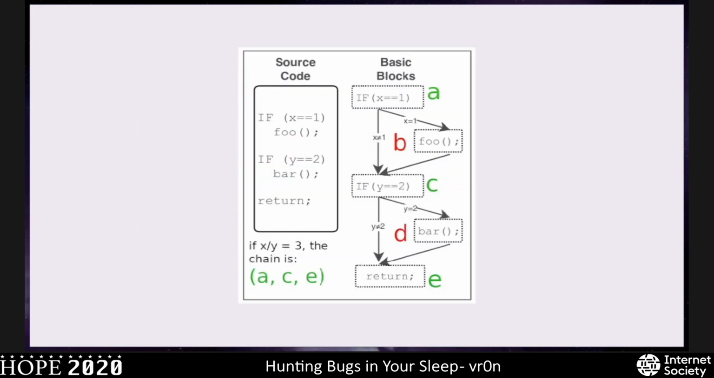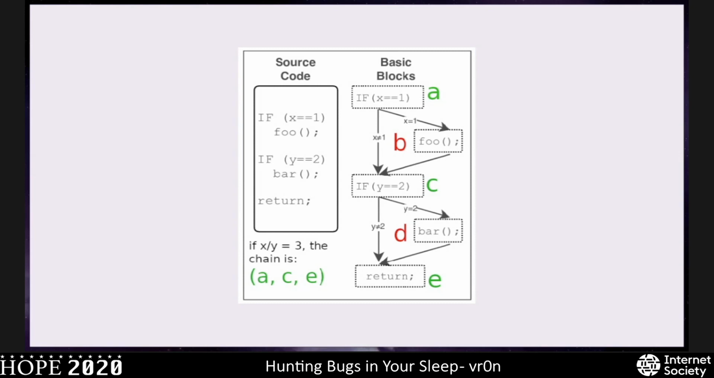Well, if you take this image as an example, the code on the left, anyone in the audience familiar with coding at all will recognize that this is just a simple program. You see exactly what it's doing. If x equals 1, execute foo. If y equals 2, execute bar. And then after everything, return. So if you take the case of x and y both equaling 3, the only parts of the code that will be hit are the first check for x, the second check for y, and then return.